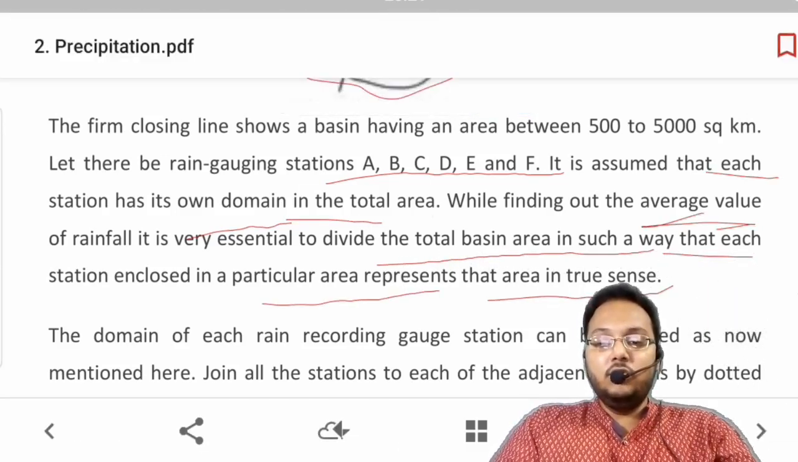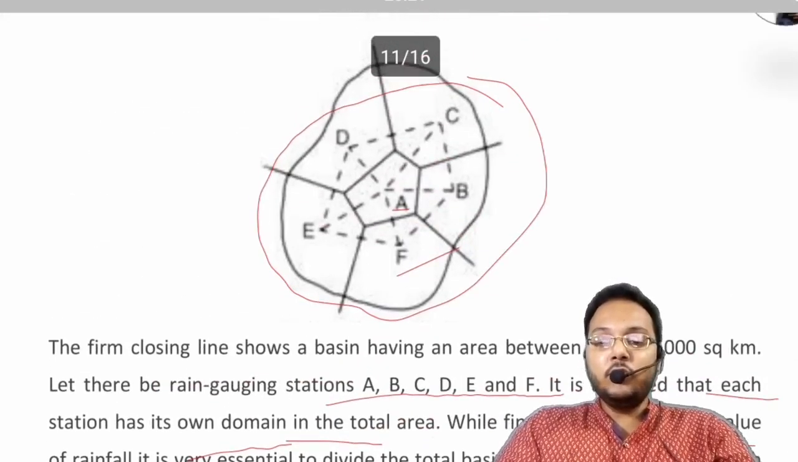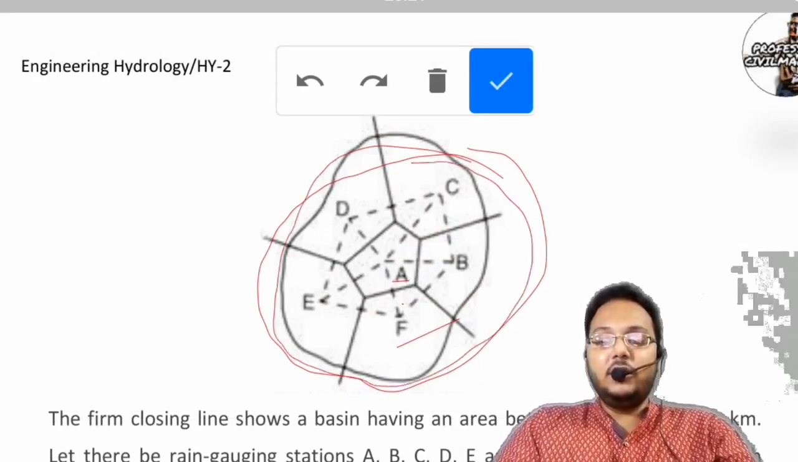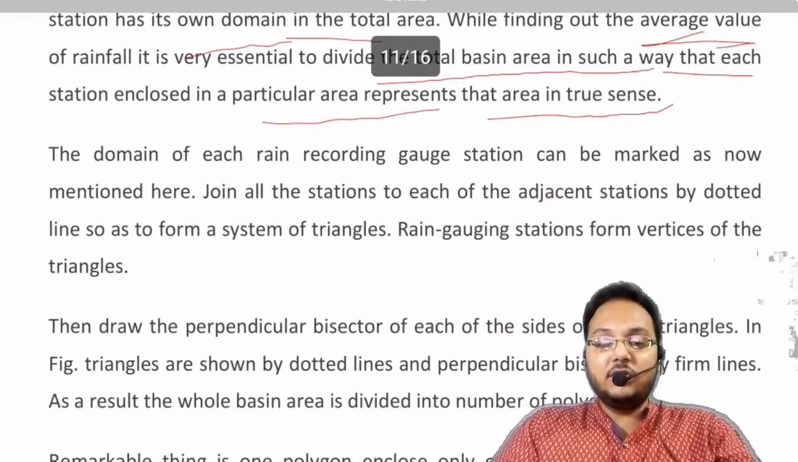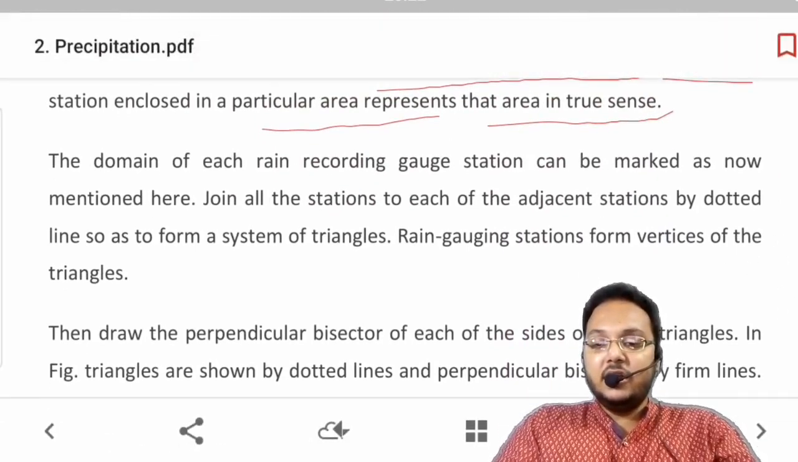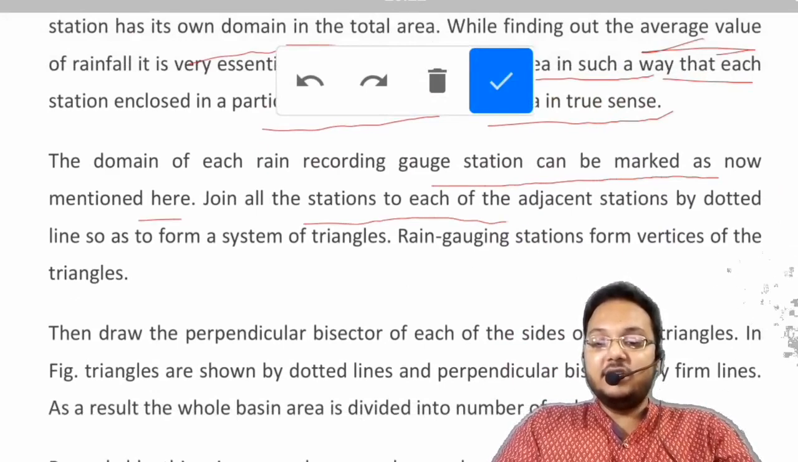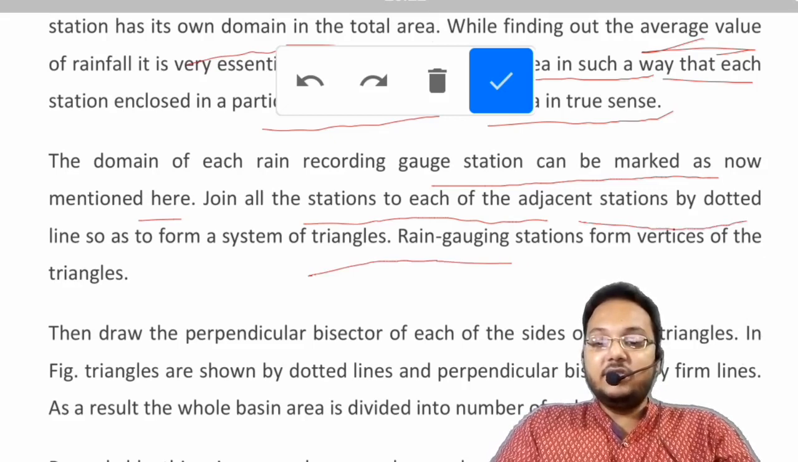So what we are going to do to find out the average value, we are going to divide this total catchment into some equal halves or equal areas. So how are we going to do that? That is, the domain of each rain gauge station can be marked as now mentioned here. Join all the adjacent stations by dotted lines so as to form a system of triangles. Rain gauging stations form vertices of the triangles.